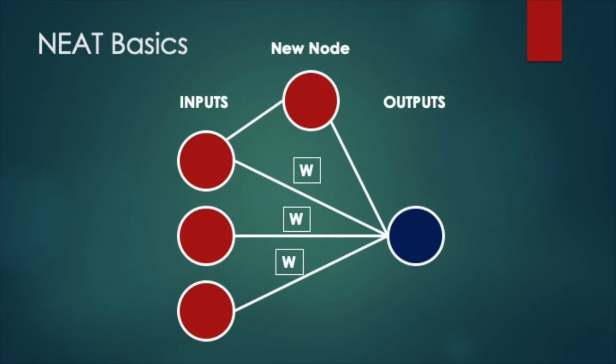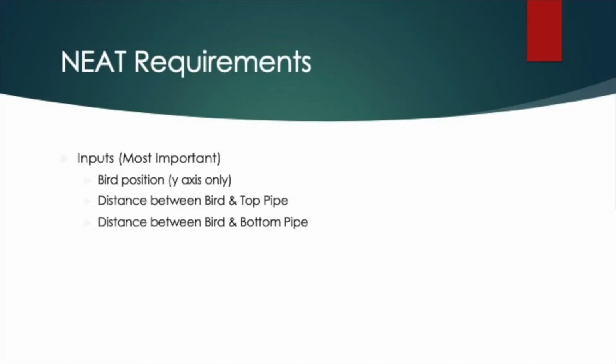So how this works is we have a couple of things that we need to cover first. The first thing that we need to cover is what NEAT needs to be able to do its job. And the first thing it needs is inputs. Inputs are probably the most important part of the NEAT network. The inputs we'll give it for Flappy Bird are our bird position, specifically on the y-axis, as the bird isn't moving on the x-axis, right? So it's either going up or down. Then we need to give it the distance between the bird and the next coming top and bottom pipes, right? We need to give it the position of those pipes to be able to move forward.